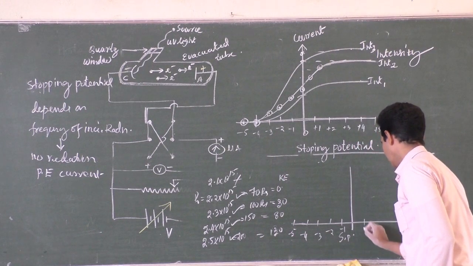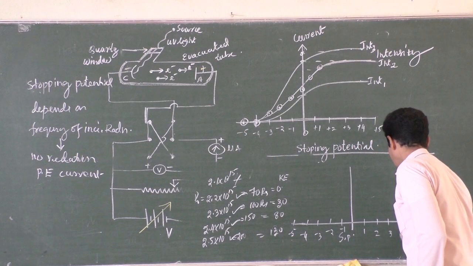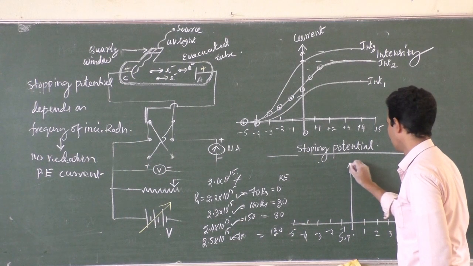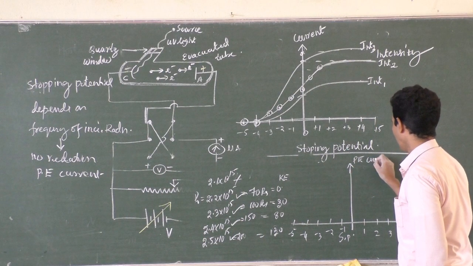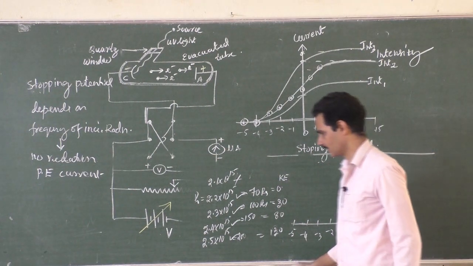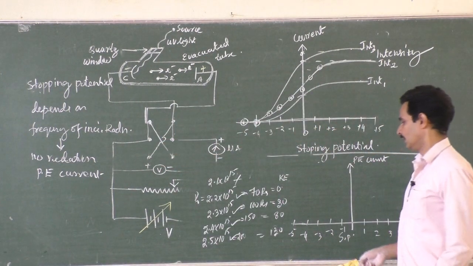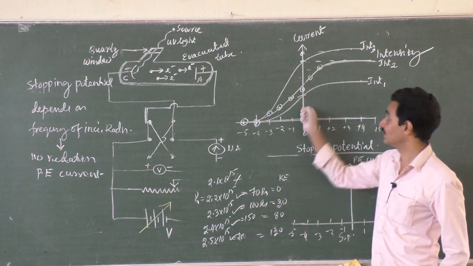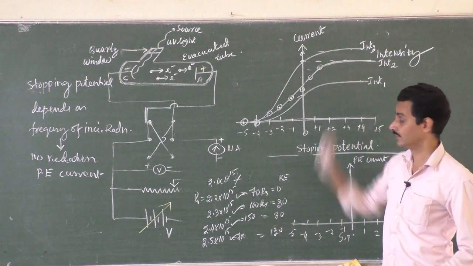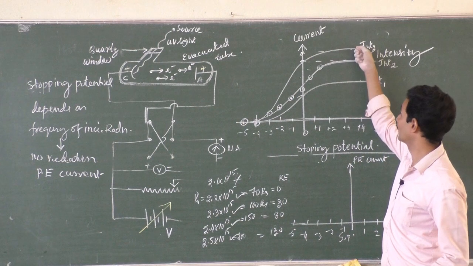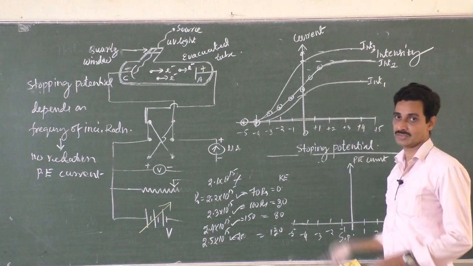And here 1, 2, 3, 4 volt, and this is a photoelectric current. A graph of photoelectric current versus stopping potential. Okay? With the different frequencies. This is with different intensity, brightness. More brightness gives more current when you are coming to positive potential.